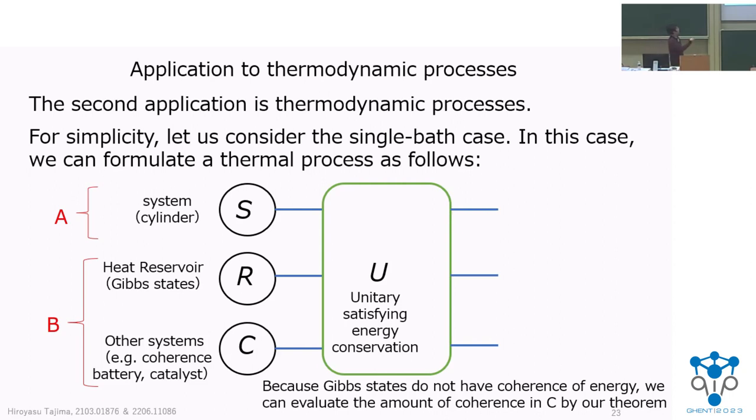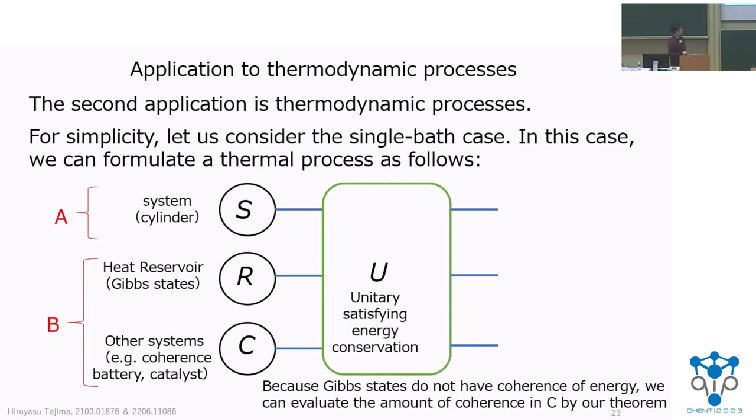We consider the system S as the cylinder of a heat engine, and we also consider the heat reservoir and another system C. This C can be a coherence battery, or a catalyst, or a work storage, or a composite system of these things. And we perform a unitary dynamics satisfying the energy conservation law. Then we can apply our theorem to this situation by considering S as A and RC as B.